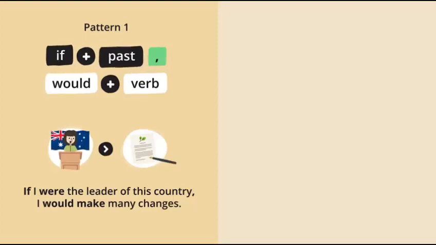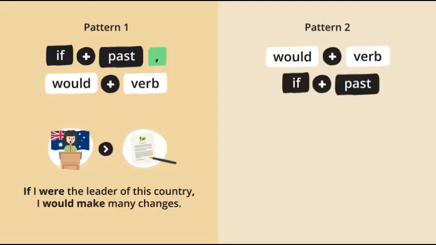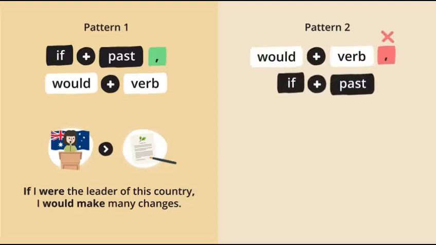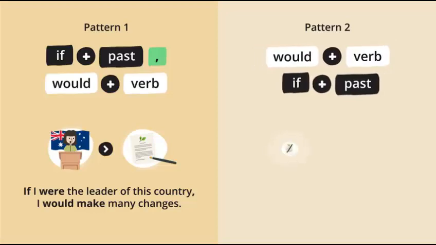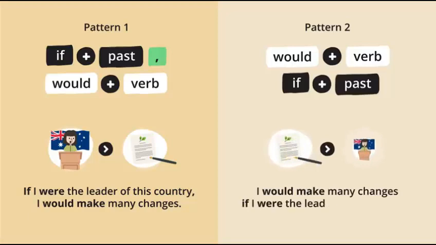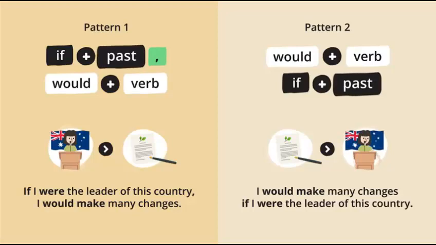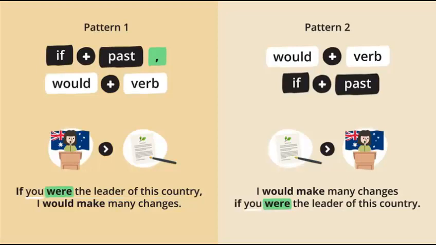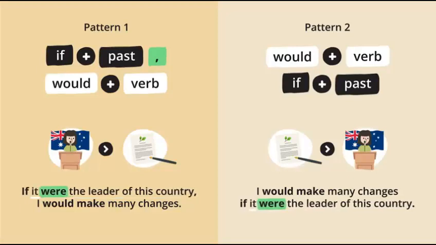The if clause doesn't have to start the sentence. Another common pattern for the second conditional is would plus verb, if plus past. Note that we don't use a comma before the if clause. For example, I would make many changes if I were the leader of this country. Did you notice that the past form of the be verb is were? Was becomes were in the if clause of a second conditional sentence, no matter what subject pronoun or noun is used.